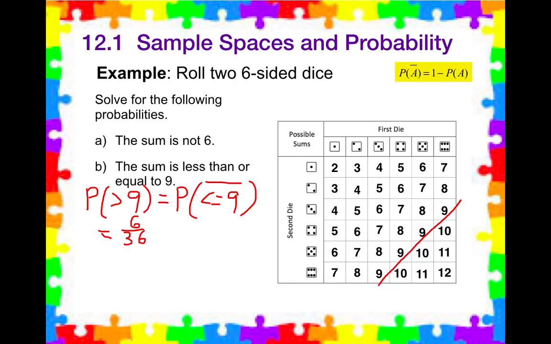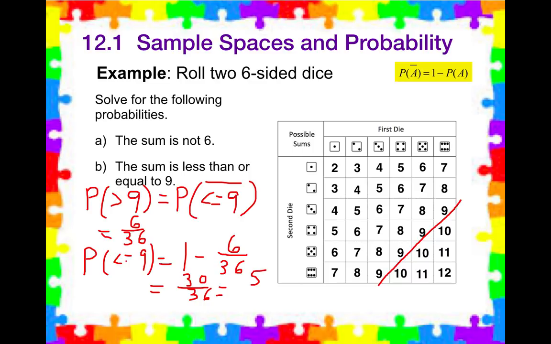And then we take that, the probability that it is less than or equal to 9 is equal to 1 minus the probability that it will be greater than 9, which is 6 over 36. So that equals 30 over 36, or 5 out of 6.